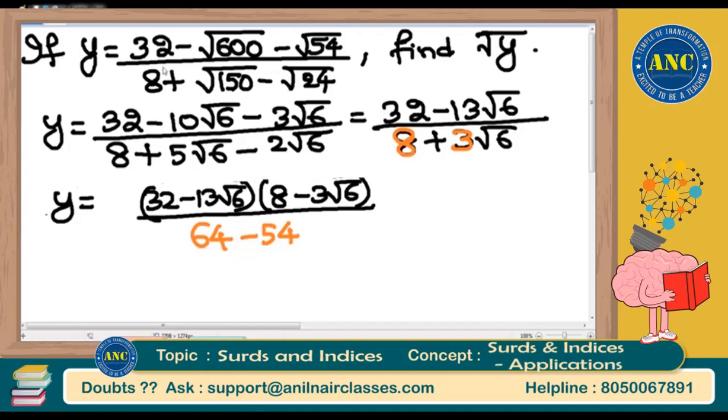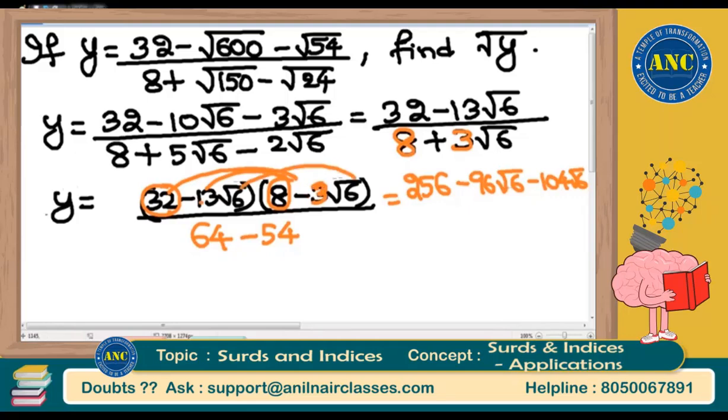If I simplify further, this will eventually reduce to 32 into 8. It is nothing but 2 power 5 into 2 power 3, which is 2 power 8, which is 256. This is your smartness, right? 32 into 3 root 6, which is 96 root 6. Root 6, in fact, not root 3. 13 into 8 is 104, which is minus 104 root 6. And the last term is 13 into 3 is 39. Root 6 into root 6 is 6. 39 into 6 is 234. The whole thing divided by 64 minus 54, which is 10.